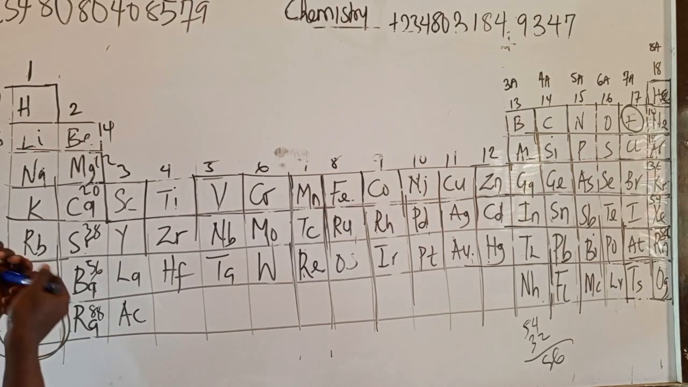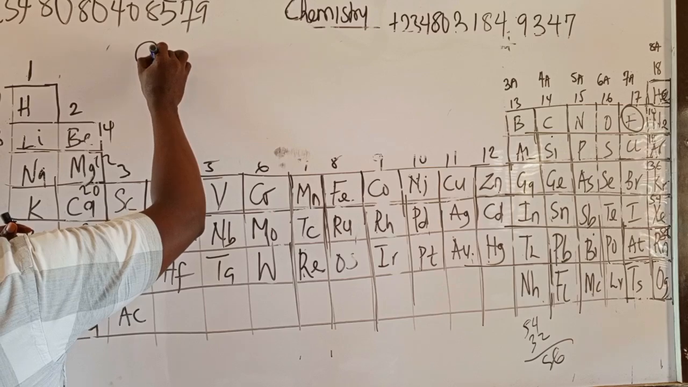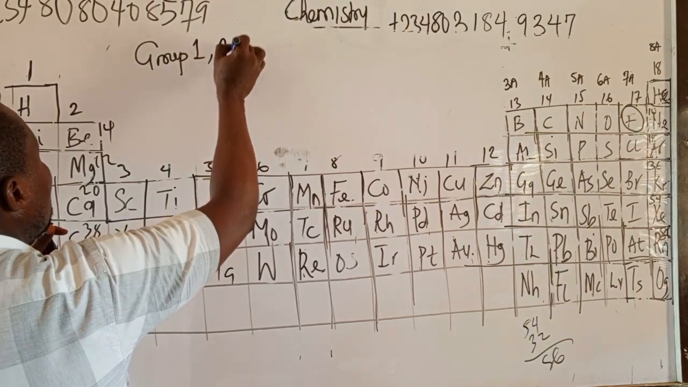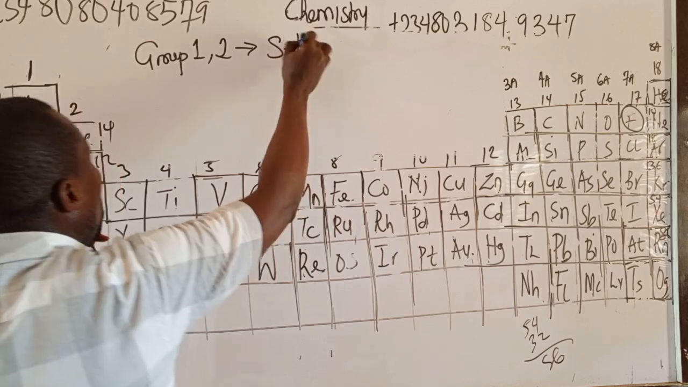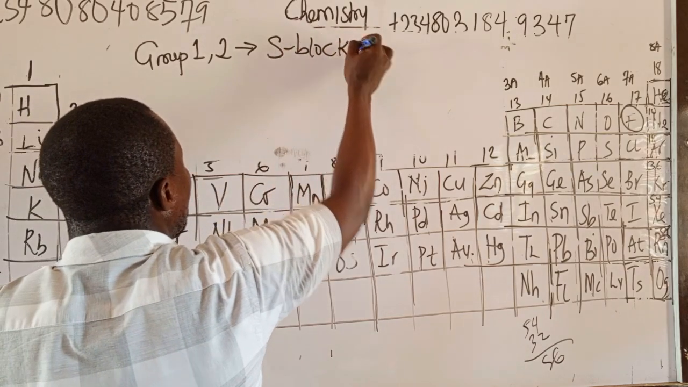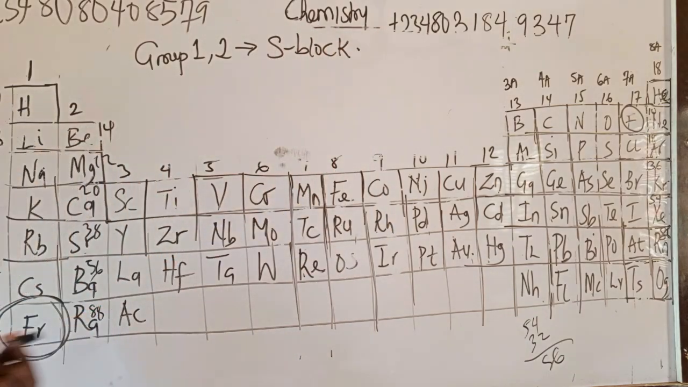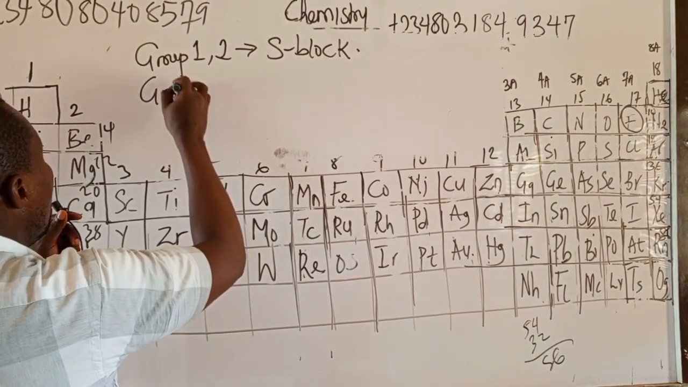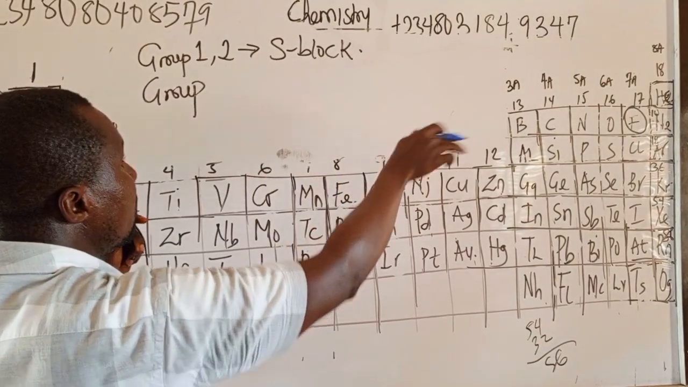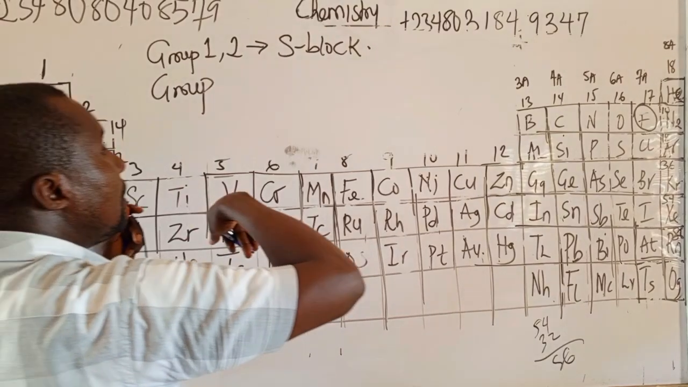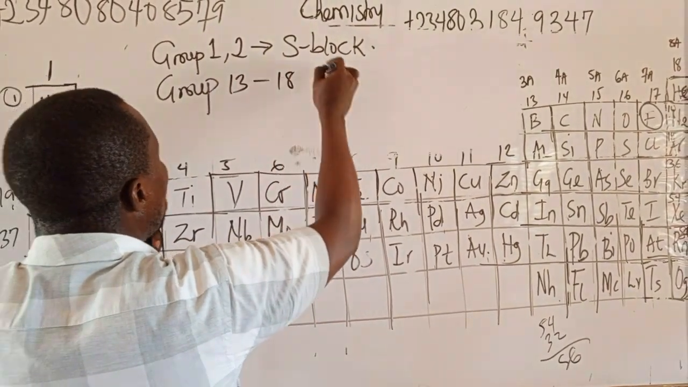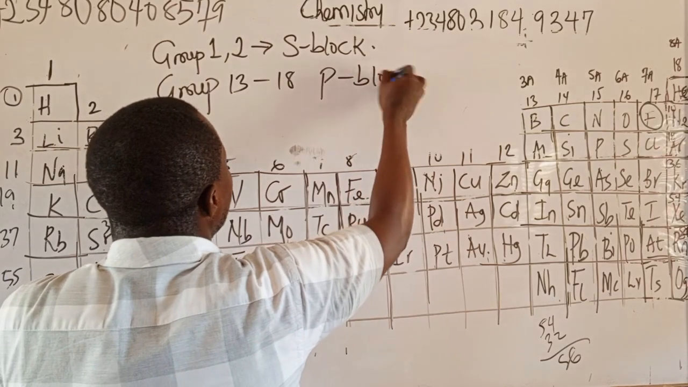Don't forget, group 1 element and group 2 element, they are called S block element. Group 3A to group 8A, that is group 13 to group 18, they are called P block element.